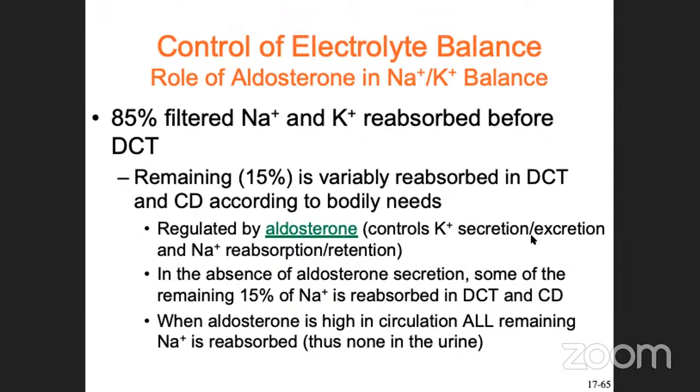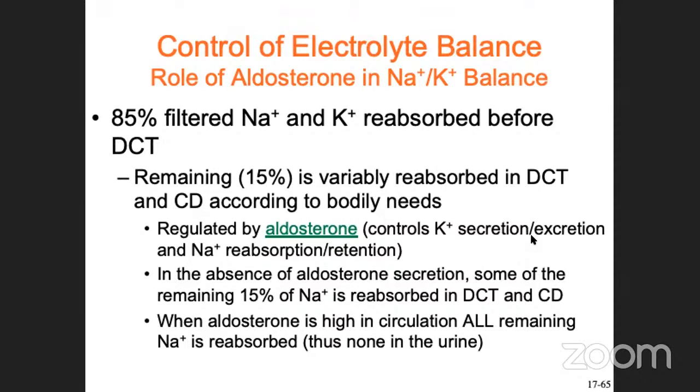Okay, you have learned this with me inside the hormone class last time. And we know that 85% of filtered sodium and potassium is reabsorbed before it reaches the distal convoluted tubules, and the remaining 15% is variably reabsorbed in the distal convoluted tubule and collecting duct according to bodily needs. This balance was regulated by aldosterone.